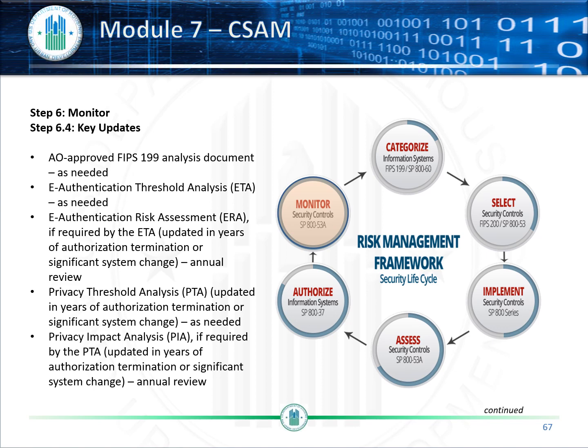Step 6.4 is key updates. The list for 6.4 shown in the slide identifies key activities and documents that are required to be uploaded to CSAM. All of these documents are required to be updated in years of authorization termination or significant system change. These documents include an AO-approved FIPS 199 analysis document, an e-authentication threshold analysis or ETA, an e-authentication risk assessment or ERA if required by the ETA, a privacy threshold analysis or PTA, and a privacy impact analysis or PIA if required by the PTA.